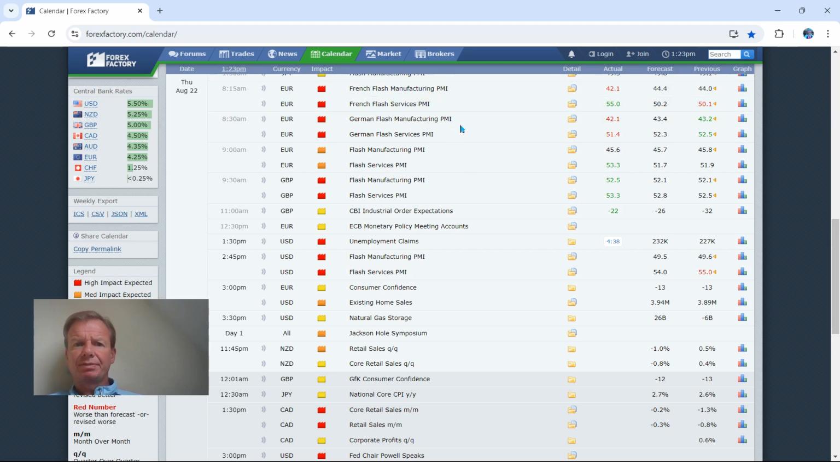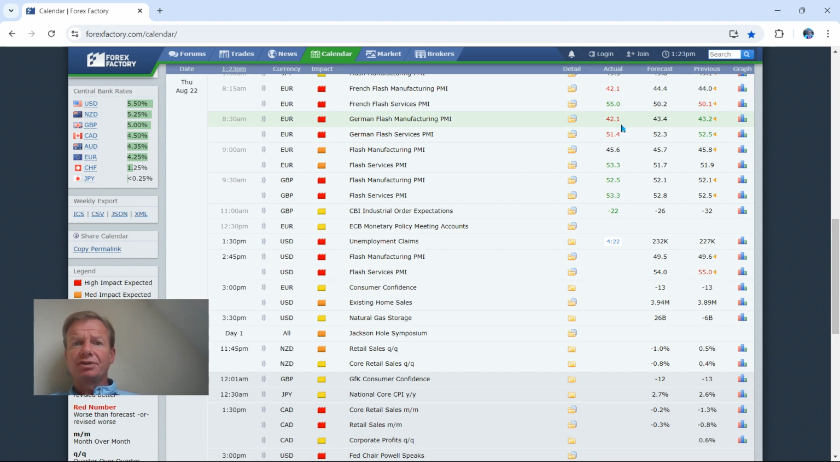Then we go on to the German flash manufacturing. We've got the French manufacturing and the flash services. See, the services were actually up, so it sort of contradicts itself. So it might even itself out. And now the Germany flash manufacturing was slightly lower.